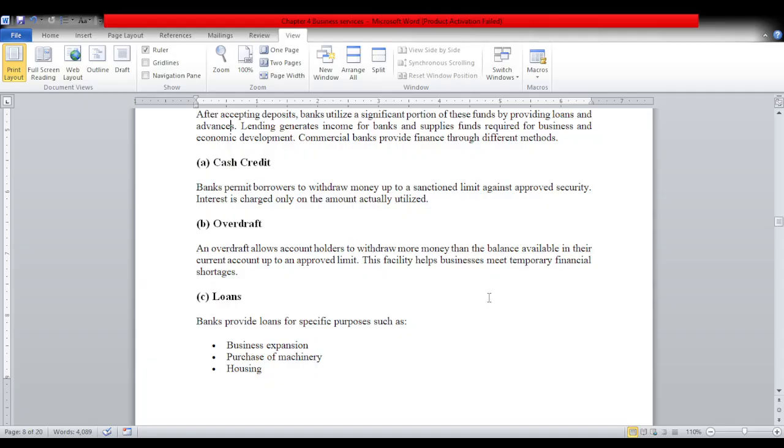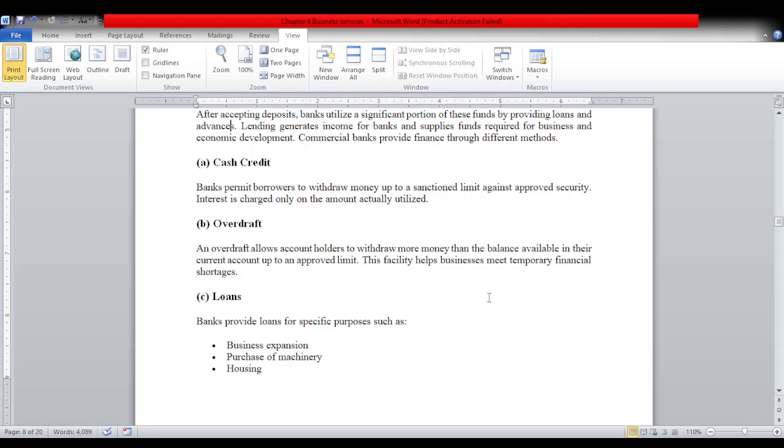This particular overdraft facility will definitely help you to meet your short-term requirement of money, short-term requirement of your working capital. So this is very much fundamental, and most of the business organizations avail this kind of overdraft facility.